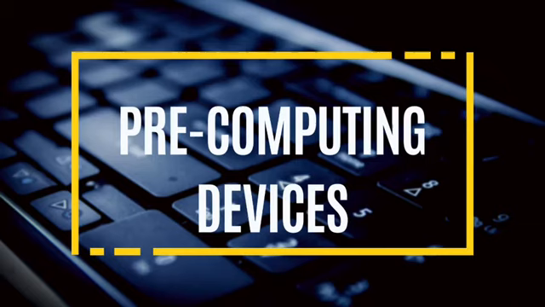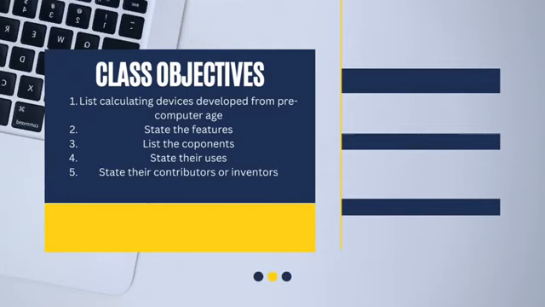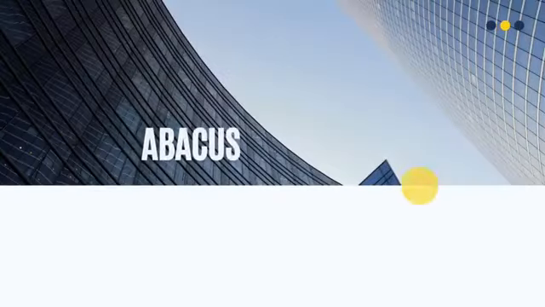Hello students, our topic for this particular module is called pre-computer or pre-computing devices. Under pre-computing devices, we shall be learning by listing the calculating devices developed from this age, the features, the components and their uses, and we'll also be knowing each and every one of their inventors. What then is the abacus?